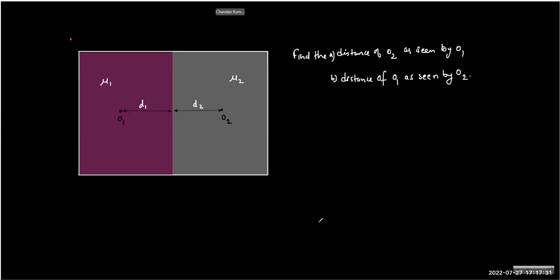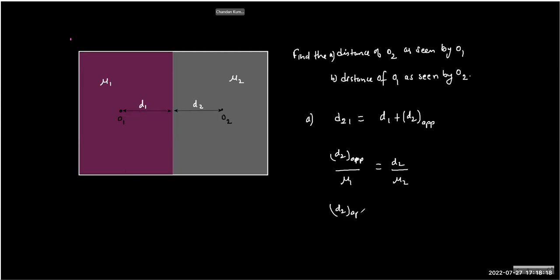Or you can say the apparent value of D2 as seen by the observer. So for case A, the distance of O2 as seen by O1 you can write as D1 plus D2 apparent. Because you cannot see D2 completely, right? You can see the D2 apparent value. And to get the apparent value, how to find? D2 apparent upon the medium of observation equals D actual upon the medium.